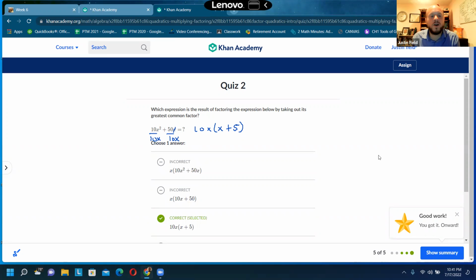There we go. All right, now you try, and that would be great that you would get some practice factoring before starting Algebra 1. Such a good idea.